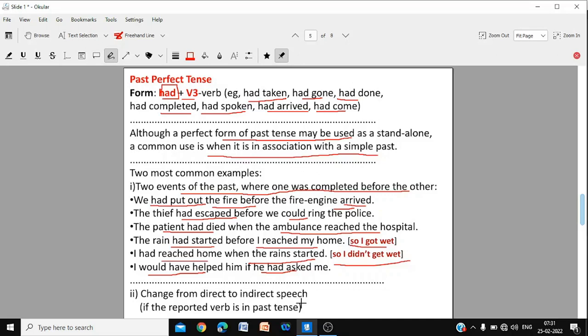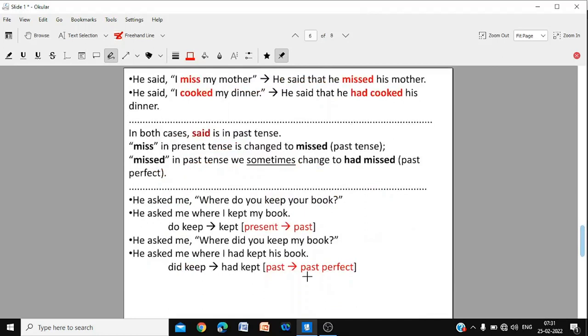The second context is when we are changing from direct to indirect speech, if the reporting verb is in past tense. He said, I miss my mother. If this is the direct speech, we change it into, he said that he missed his mother. Miss, present tense, is changed to missed, past tense.